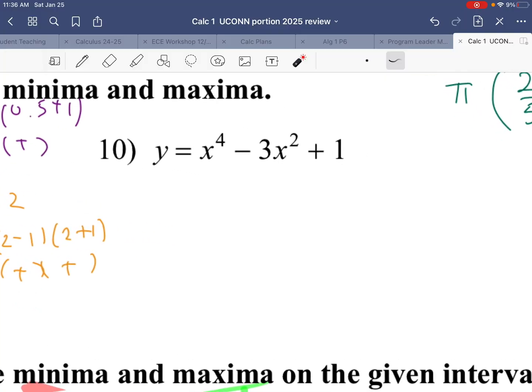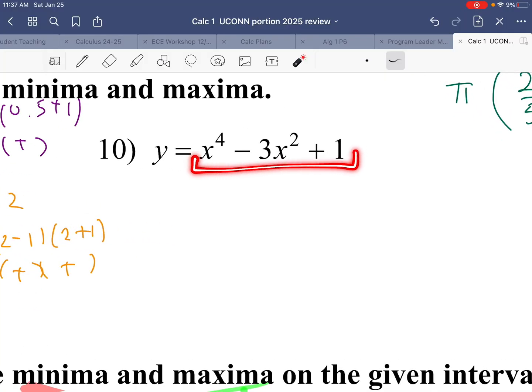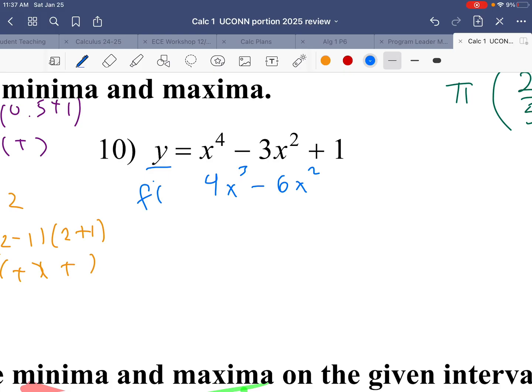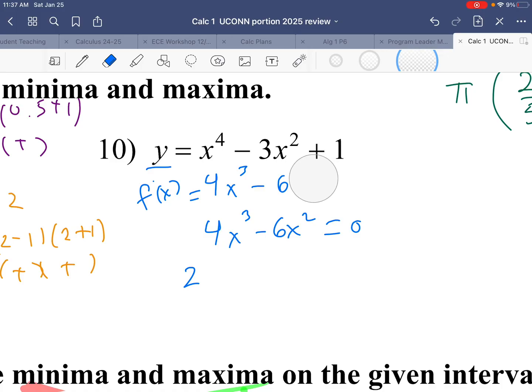All right, so let's do the same thing with number 10. This is our function. We're going to take the derivative. This would be 4x cubed minus 6x. I know it's written in terms of y, but we can call this f prime of x. If I'm setting this equal to 0, I would factor out a 2. Oh, sorry, that's not squared. That is supposed to be 6x.